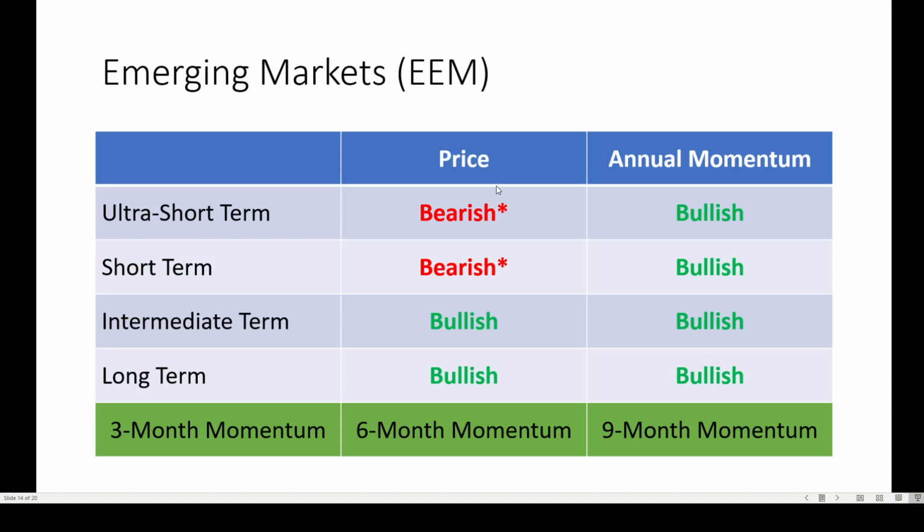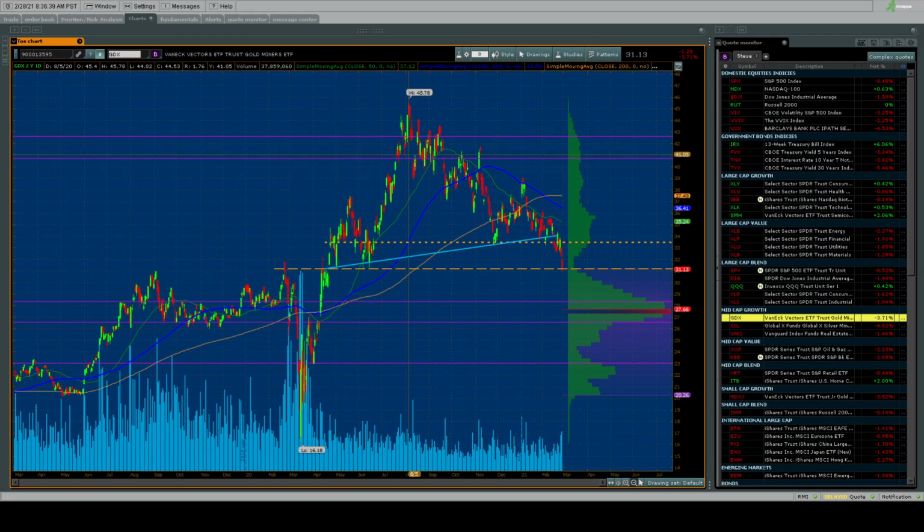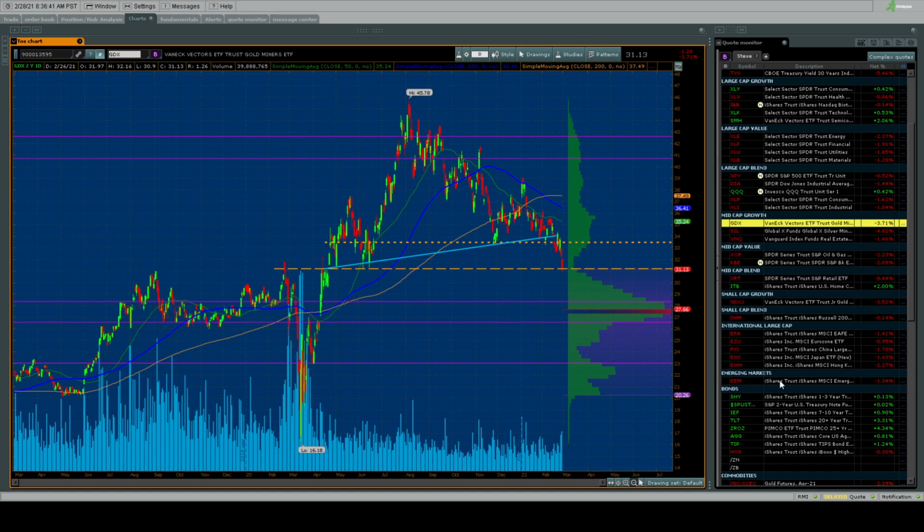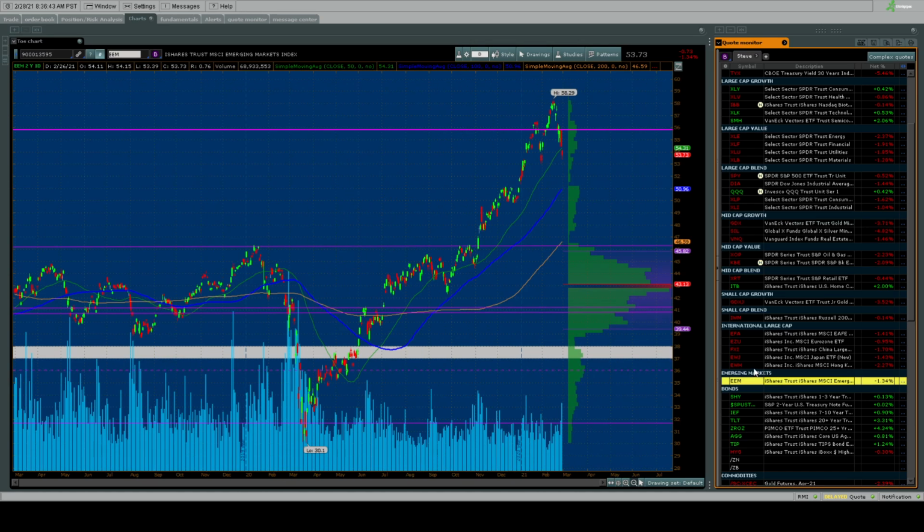Emerging markets, price on ultra short-term and short-term flip bearish. Again, those are not big indicators that I would get too excited about yet, but the volume profile on EEM is extremely interesting because this thing has virtually no shares traded up in this area, meaning if there is a downward move here, this thing can accelerate very quickly down to the $43 price range. And don't be surprised if you see that happen.